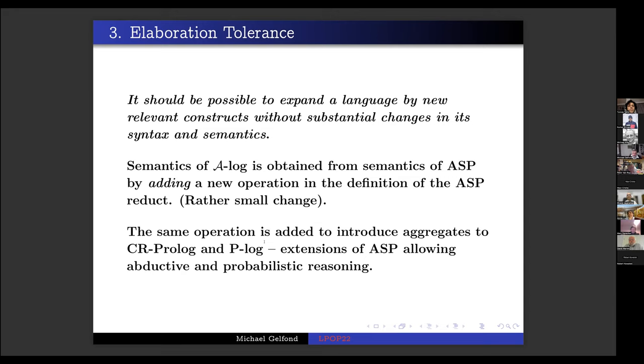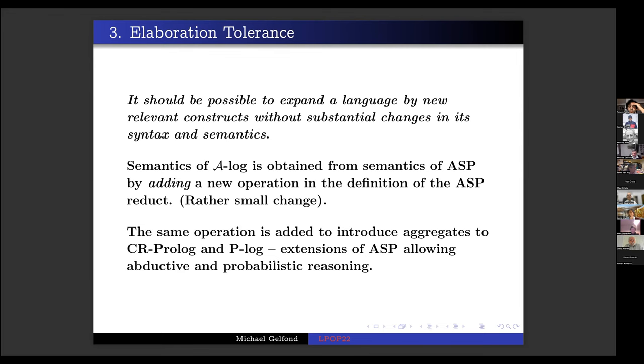The same operation is added to introduce aggregates to other languages, CR-Prolog and P-log. CR-Prolog is an extension of ASP, which allows a form of abduction, and P-log is an extension of ASP allowing probabilistic reasoning. So exactly the same type of thing.